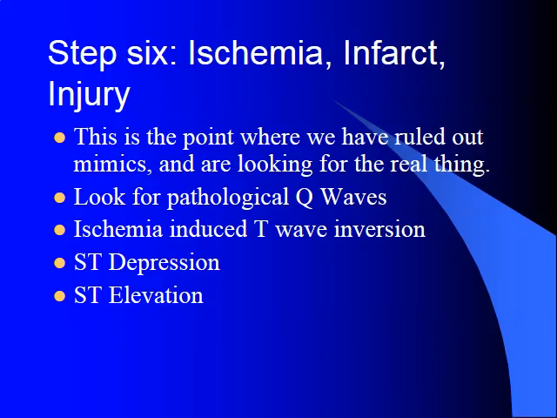Now that we've discussed our first 5 steps, this is the point in our EKG interpretation where we're going to actually look for our true ischemia, our infarcts, and our injuries. This is the point where we have ruled out any mimics and we're looking for the real thing. We want to look for pathological Q waves, ischemia-induced T wave inversion, and then ST depression and elevation.